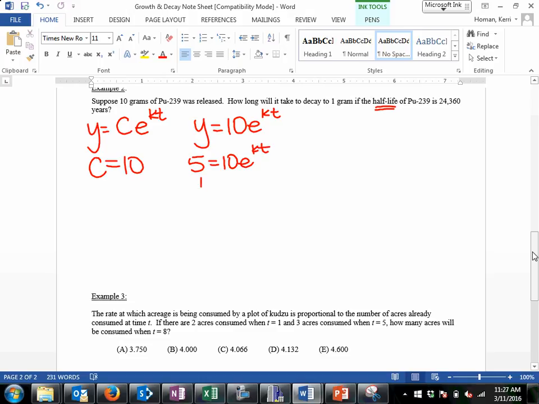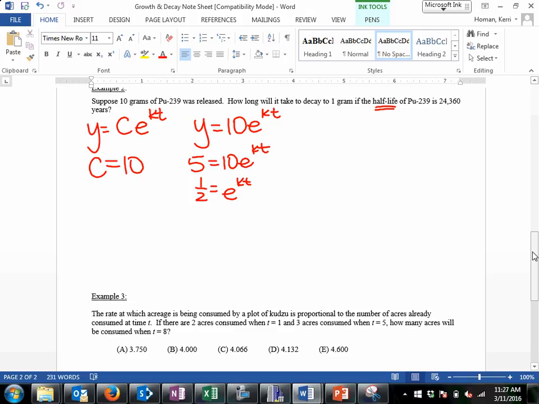Okay, so we have 1/2. Now, let's talk about this real quick. Whether we knew the initial amount or not, when we take how much we have divided by how much we begin with, if it's half-life, what is this going to be? Always going to be half.